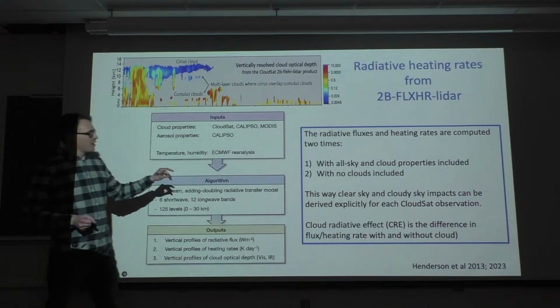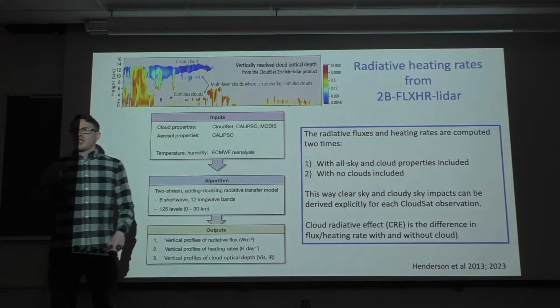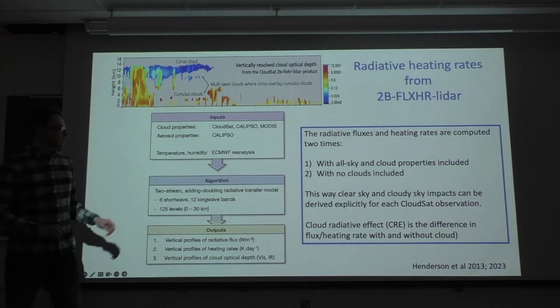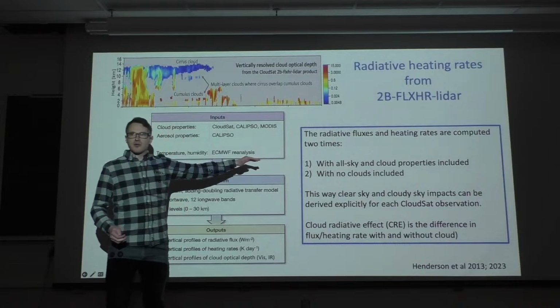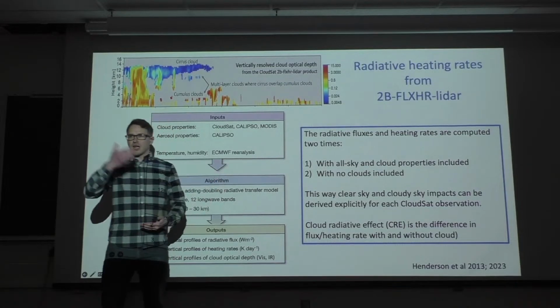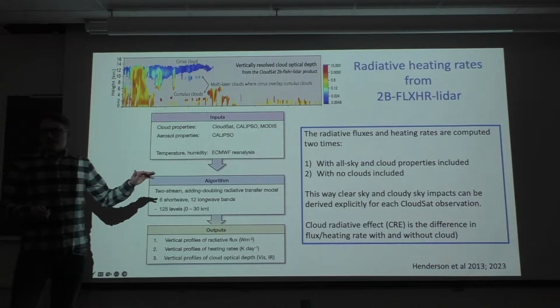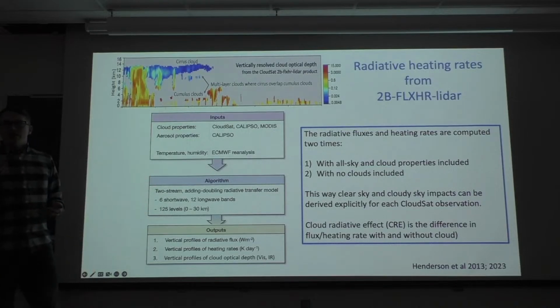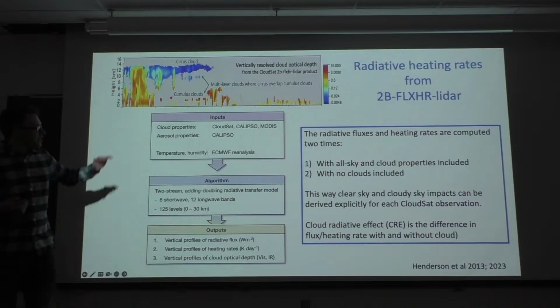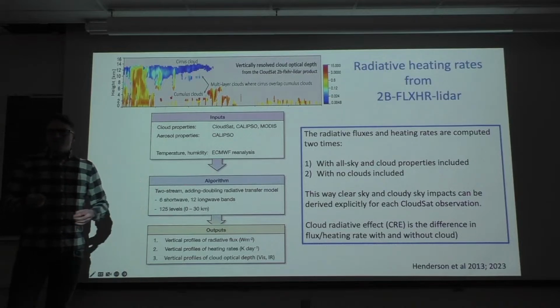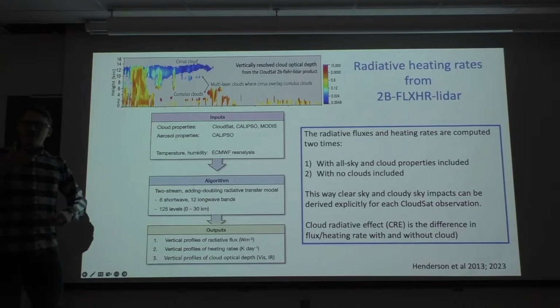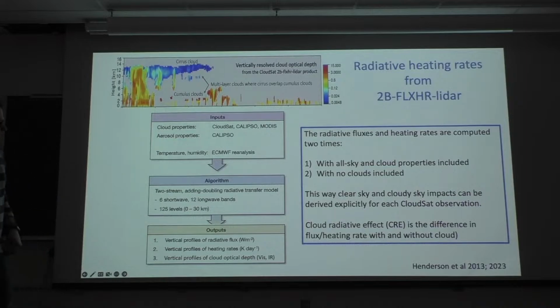And really the important thing with this whole process is we run the radiative transfer model 2 times. The first with all cloud properties involved, so we can see what the cloudy signal is within the profile, and then we run it again with the clouds turned off, so clear sky only. And what this allows us to do is, for each individual CloudSat observation, explicitly understand what the cloud radiative impacts are for each individual profile, but then also understand what the clear sky radiative impacts are.